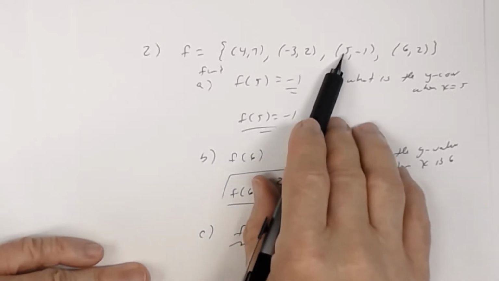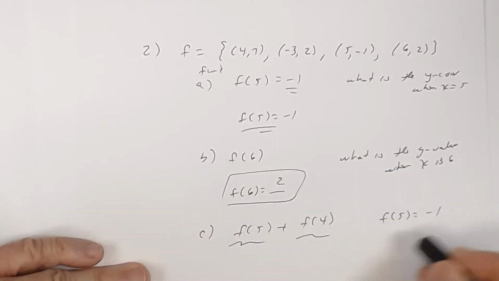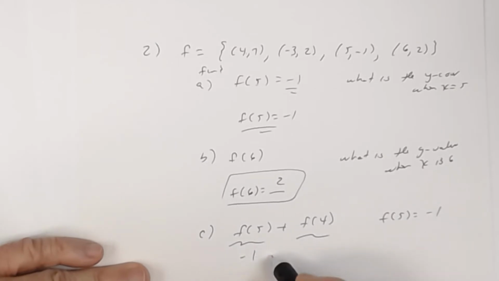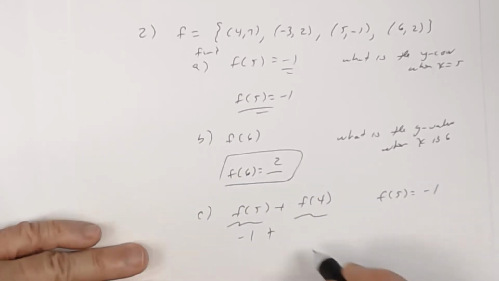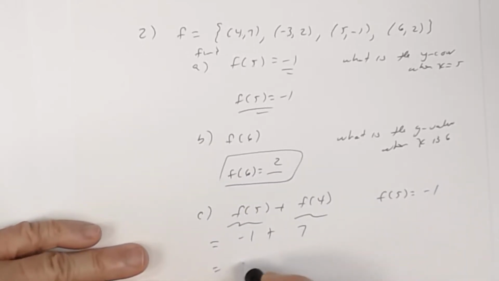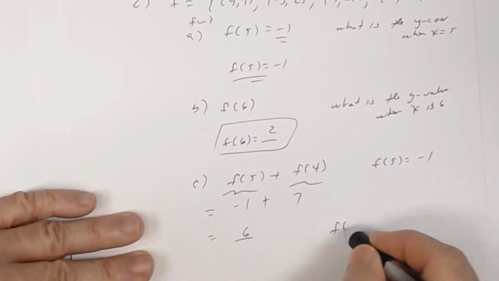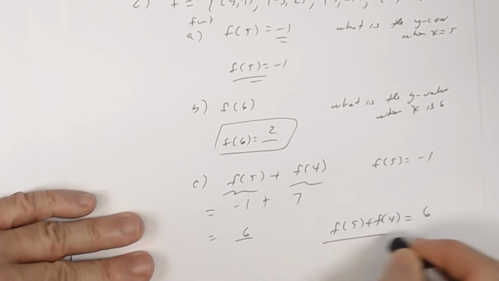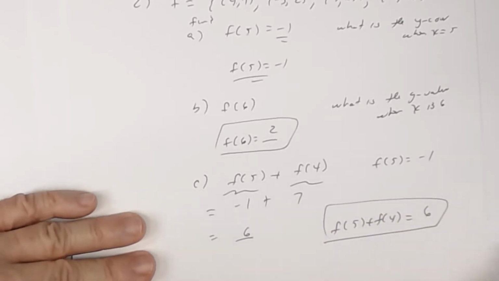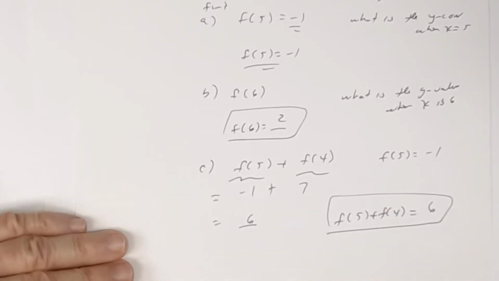So if x is 5, my y value is negative 1. So that goes here. So f of 5 is negative 1 plus f of 4, so that means what's the y value when x is 4? So when x is 4, my y value is 7. And so therefore, your answer is going to be -1 plus 7, which is 6. So you're going to say f of 5 plus f of 4 is equal to 6. Okay? All right, so that was that one.